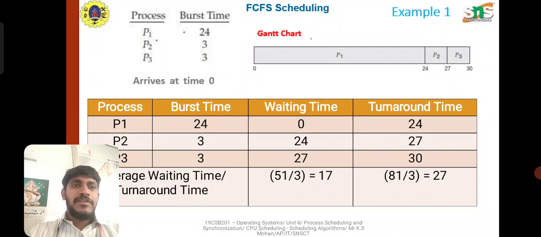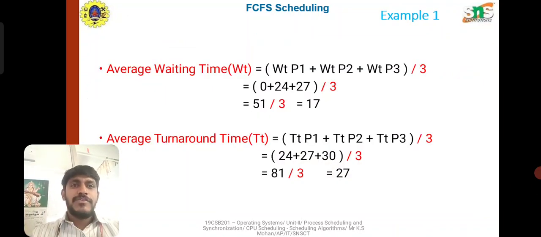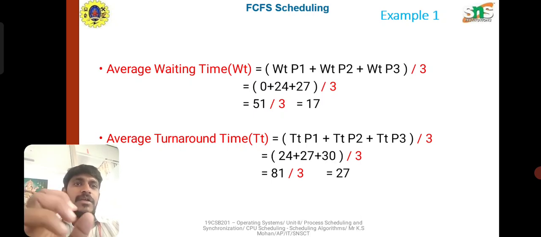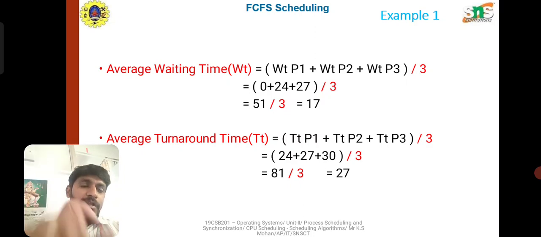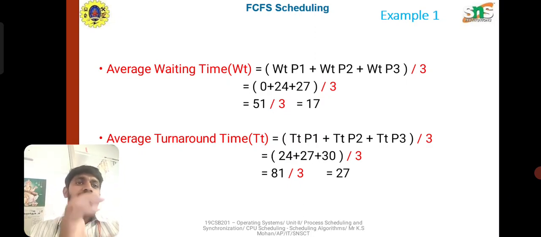So P1 starts at 0 and then P2. In the previous video we ended with this FCFS scheduling. Here we have to calculate the average waiting time and the average turnaround time. Average waiting time is nothing but the waiting time of P1, P2 and P3. We have 0, 24 and 27.